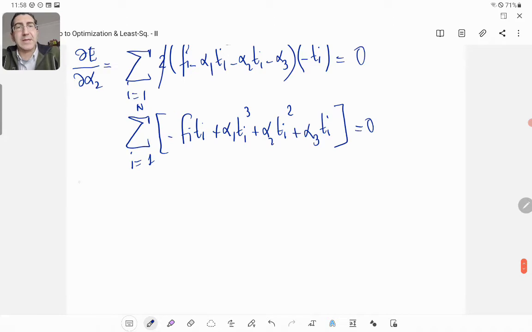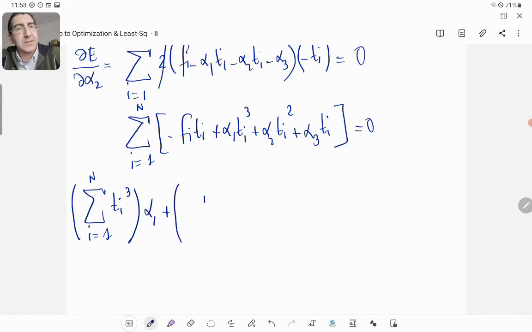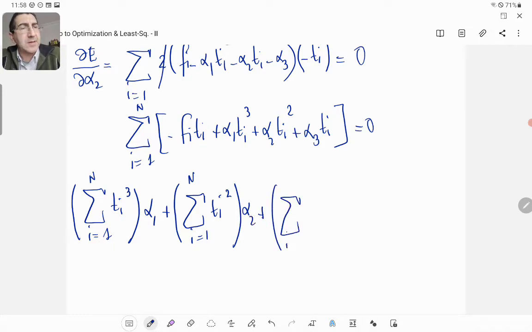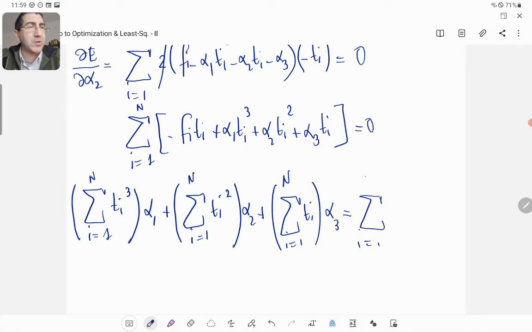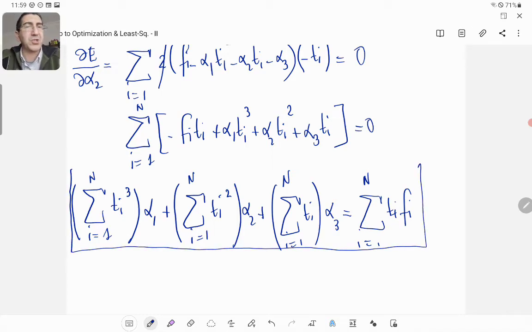Okay, and this gives us again the equation. If I regroup, expand, put the summation inside of the parentheses, I have the sum from i equals 1 to n of ti cube times alpha 1 plus the sum of ti squared times alpha 2 plus the sum of ti times alpha 3, and that is equal to the summation i equals 1 to n of ti fi. Okay, so that is yet another equation.